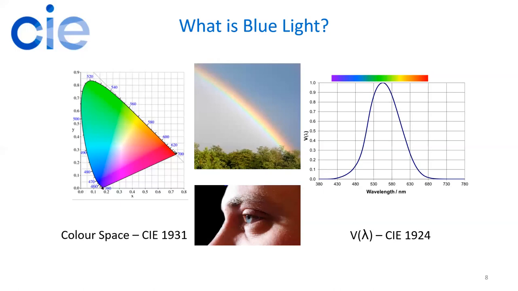In 1931, CIE published this color space diagram, which has evolved over the years, and we could say the bottom left-hand corner there is essentially blue, but there are different hues of blue and different perceptions of blue depending on the other light colors around us. The V-lambda curve peaks at 555 nanometers in the greeny yellow, and somewhere to the left there is blue. Again, not well defined. You can look at various websites and they'll give definitions of blue light, but they'll all be different. In terms of the hazard, we're just saying it's anything that's roughly blue and down into the violet area.